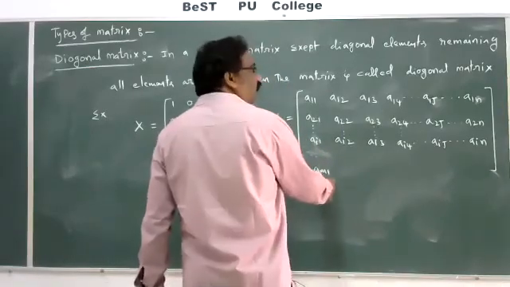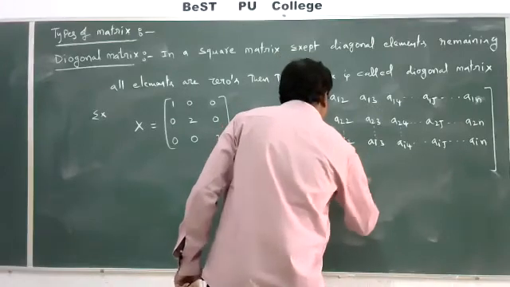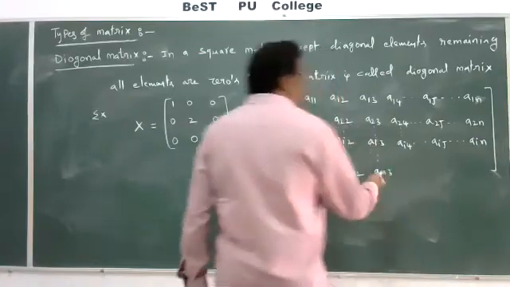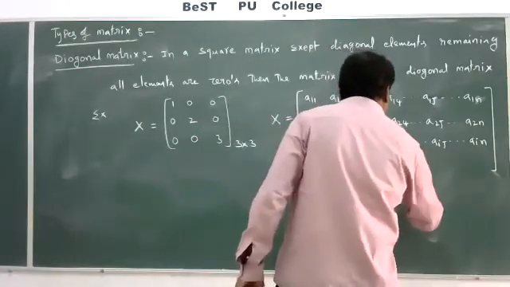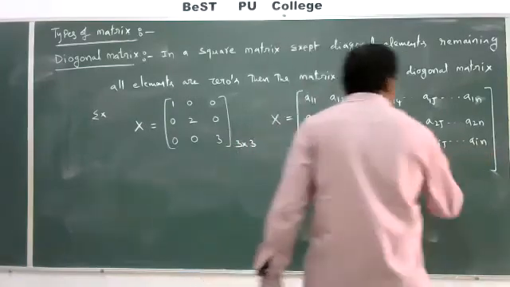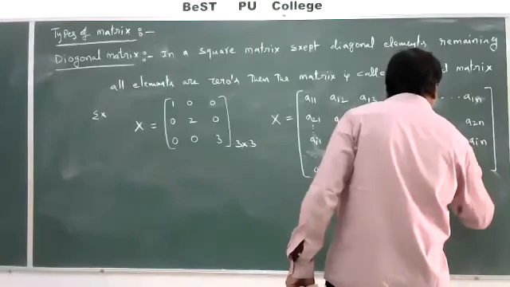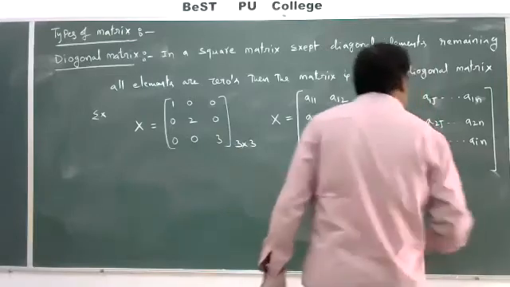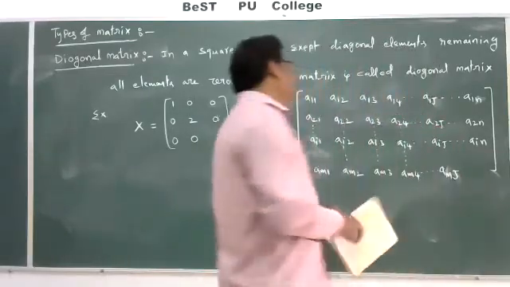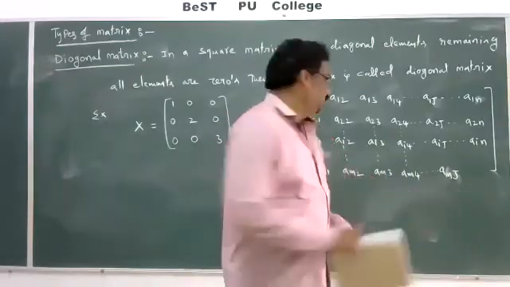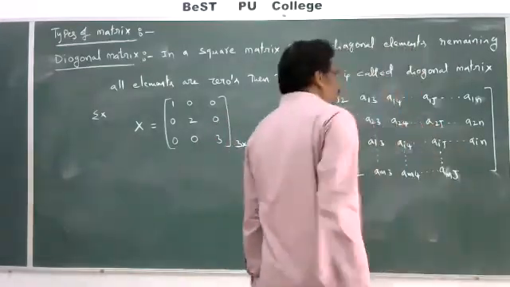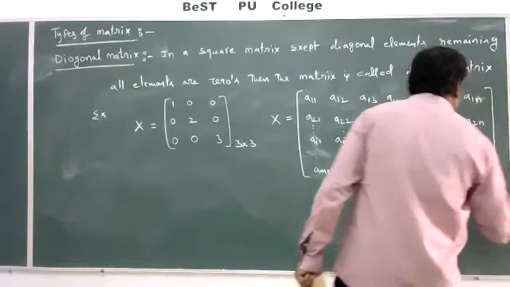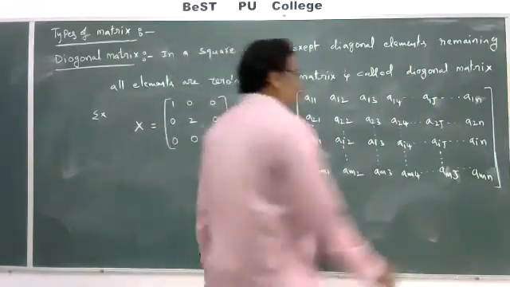A M1, that is mth row first column. A M2, mth row second column. A M3, mth row third column. A M4, mth row fourth column, and so on. A M J, mth row and jth column, and so on. A M N, that is mth row nth column.